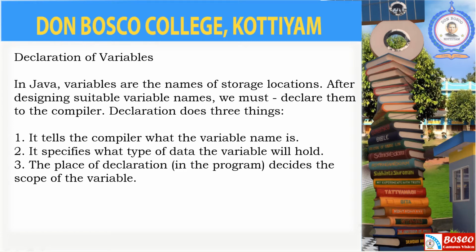The declaration of variables does three things. First, it tells the compiler what the variable name is. Second, it specifies what type of data the variable is going to store. And the third one is, the place of the declaration decides the scope of the variable, whether it is a local variable or a global variable.